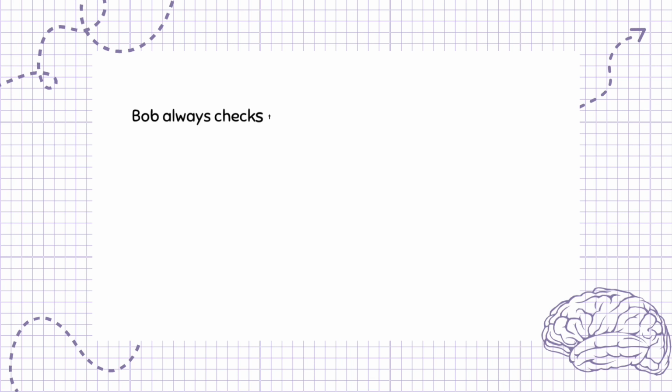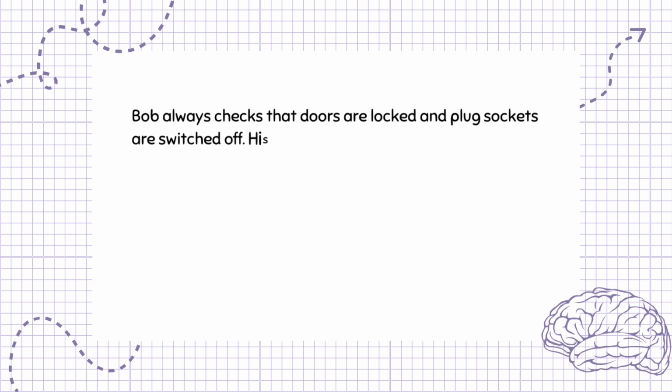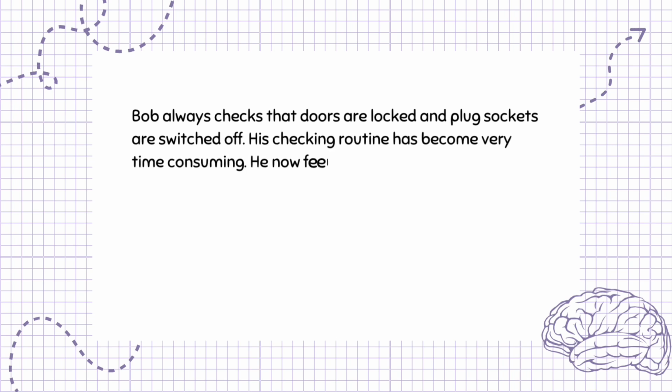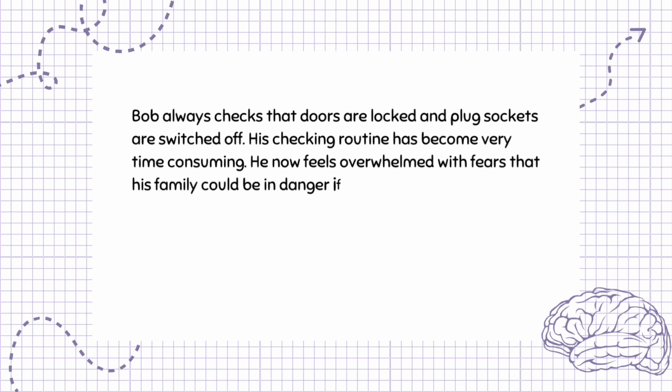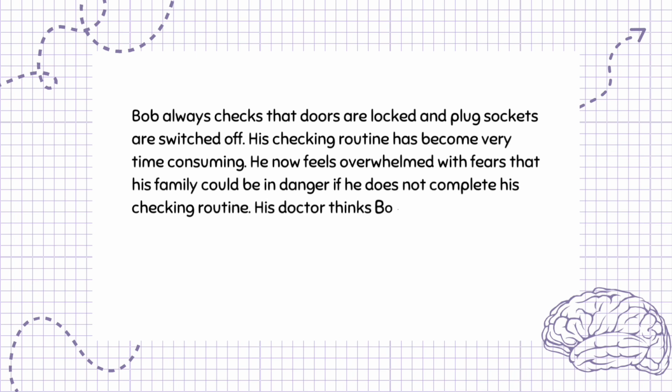Bob always checks that doors are locked and plug sockets are switched off. His checking routine has become very time-consuming. He now feels overwhelmed with fears that his family could be in danger if he does not complete his checking routine. His doctor thinks Bob has obsessive-compulsive disorder.